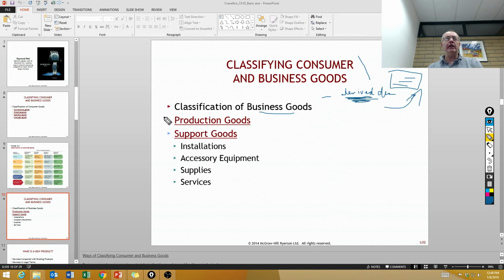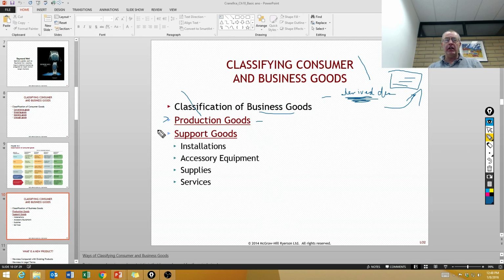Okay, so we have two general classifications of business goods. We have production goods. Production goods are demand for materials that make it into the final product. So the tire manufacturer buys rubber and steel that goes into the tire, and so the rubber and the steel are production goods to the tire manufacturer.